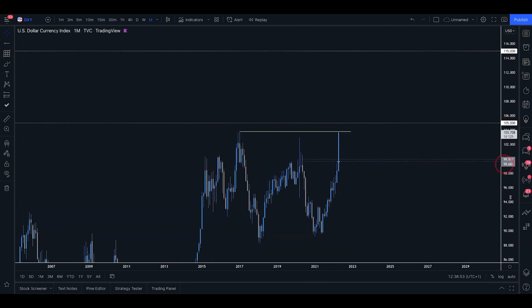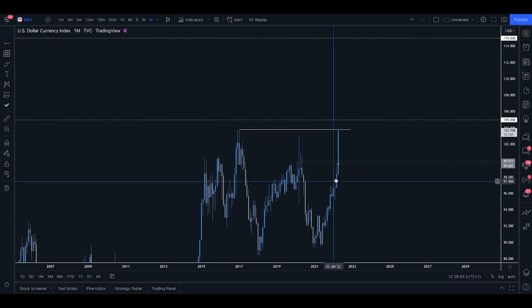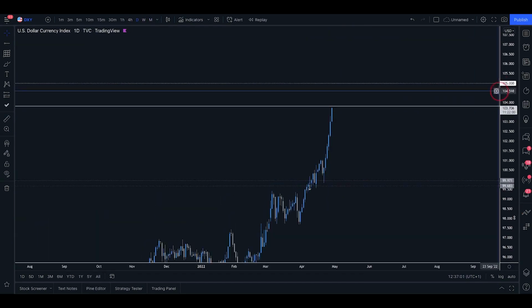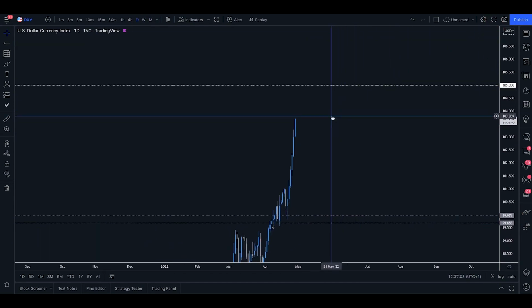Now, if we look at the monthly, we can actually see that we do have very extended movement. We may be due some exhaustion or some pullback. This is natural for a market, and I would anticipate that once we sweep above this high here, which is coming in at around 103.8, then we may get some downside.